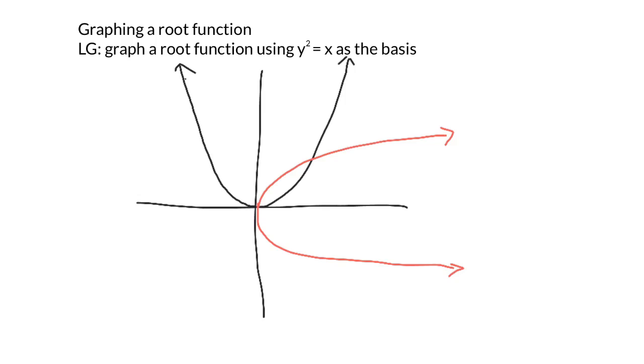An inverse function is essentially where we switch x and y, and what ends up happening is our black curve gets mirrored in the line y equals x, which is that line there. It gets reflected in that. Now the red line is the inverse of the black line.